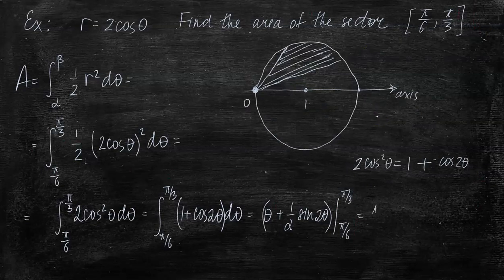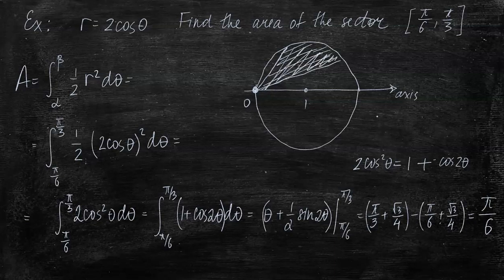So plugging it in, pi over 3 plus 1/2, what's sine of 2 pi over 3? It's root 3 over 2, so it's root 3 over 4 together, minus we have pi over 6 plus sine of pi over 3, it's also root 3 over 2, so it's going to be root 3 over 4, and the final answer is pi over 3 minus pi over 6, which is pi over 6. So we found this area. The area is pi over 6.